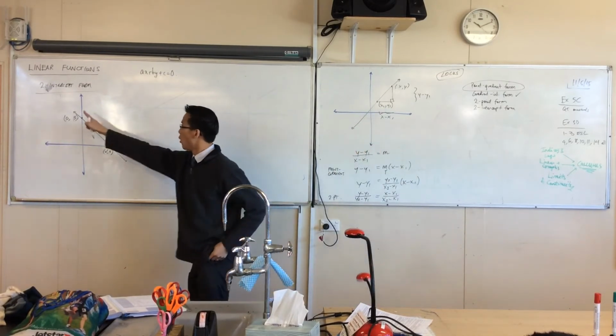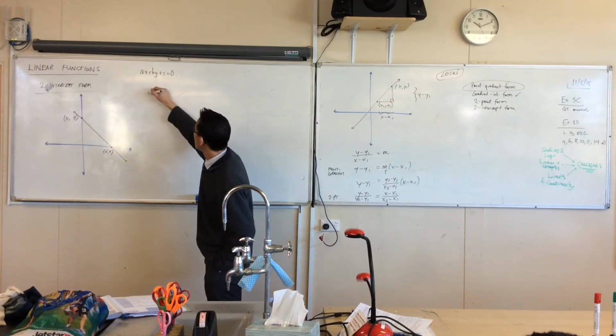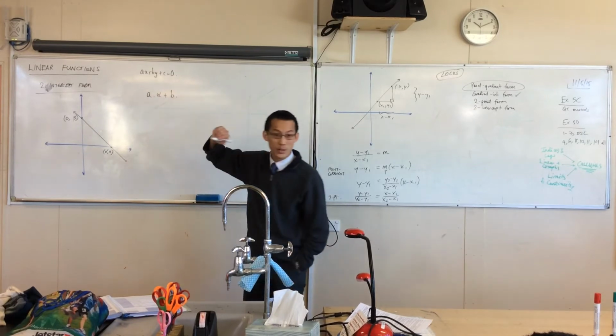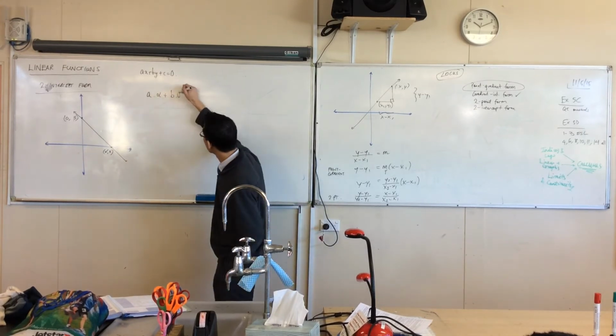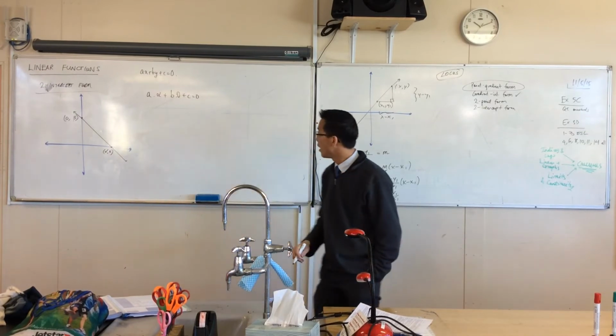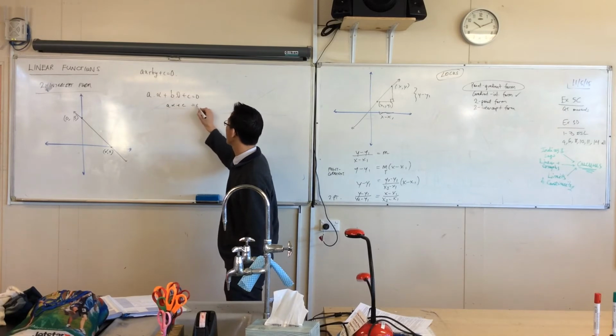Let's do it, right? We'll do the x-intercept first, okay? So x is going to be alpha, y is going to be 0, plus c. Is that all right? Okay. Now let's just tie this up a little. So this is A alpha plus c equals 0.